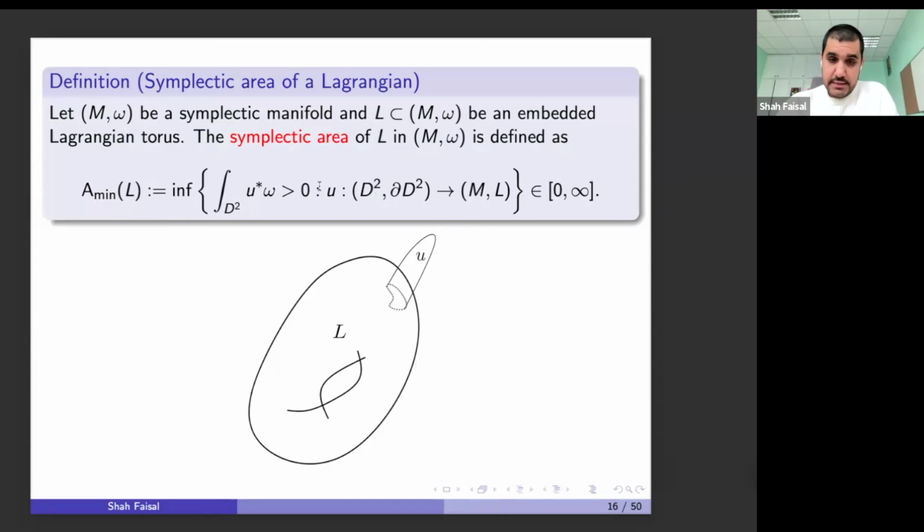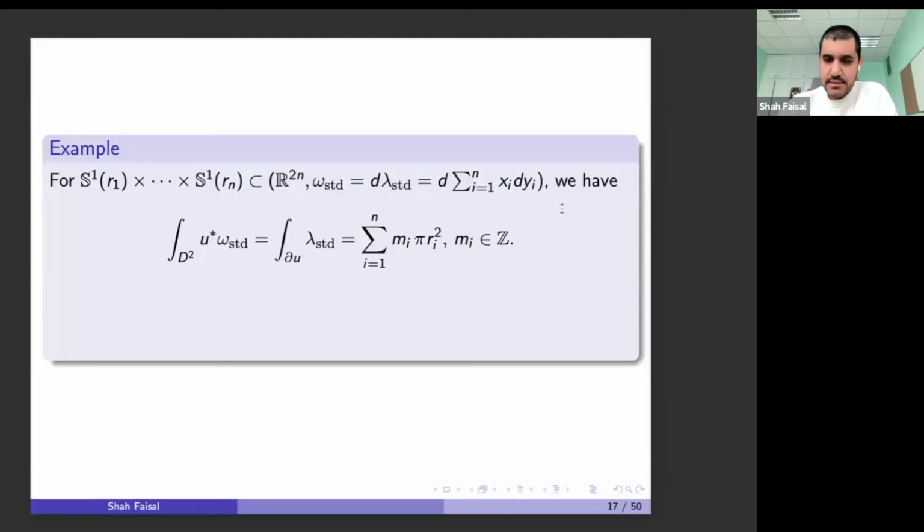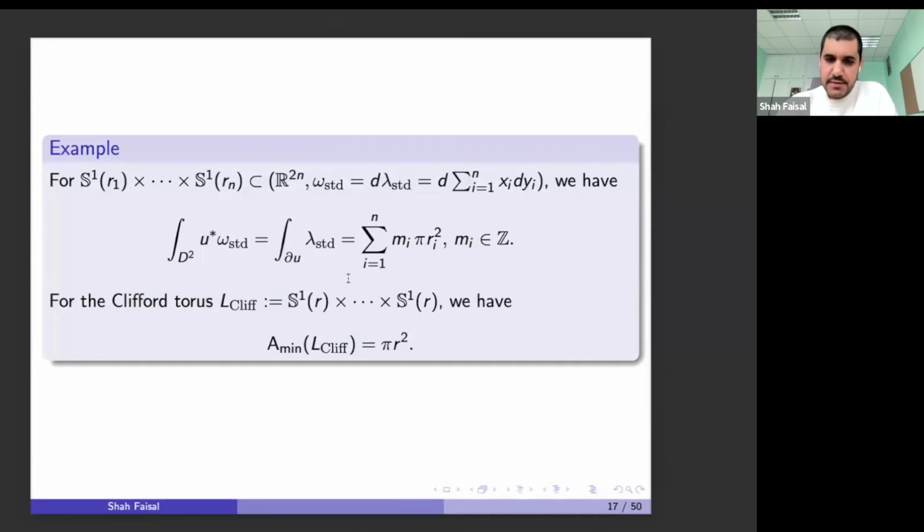For instance, if you take the product torus in R^n, the standard vector space, the symplectic form is exact, so any smooth disk with boundary on L will have symplectic area equal to an integral combination of the areas of the component circles. And if you take it to be the Clifford torus, then you get this number. And if you take one of the circle components to be irrational, then this integral combination is dense. Therefore, that torus will have 0 symplectic area.